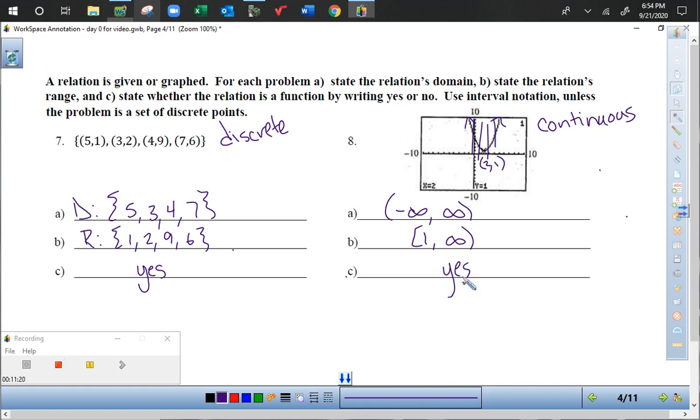Okay, remember the VLT, all we're looking for is if we draw a vertical line through the graph at any place, it will not ever hit that vertical line in 2 places. So this one passes, we only hit it in one spot no matter where we draw it, so it is considered a function.